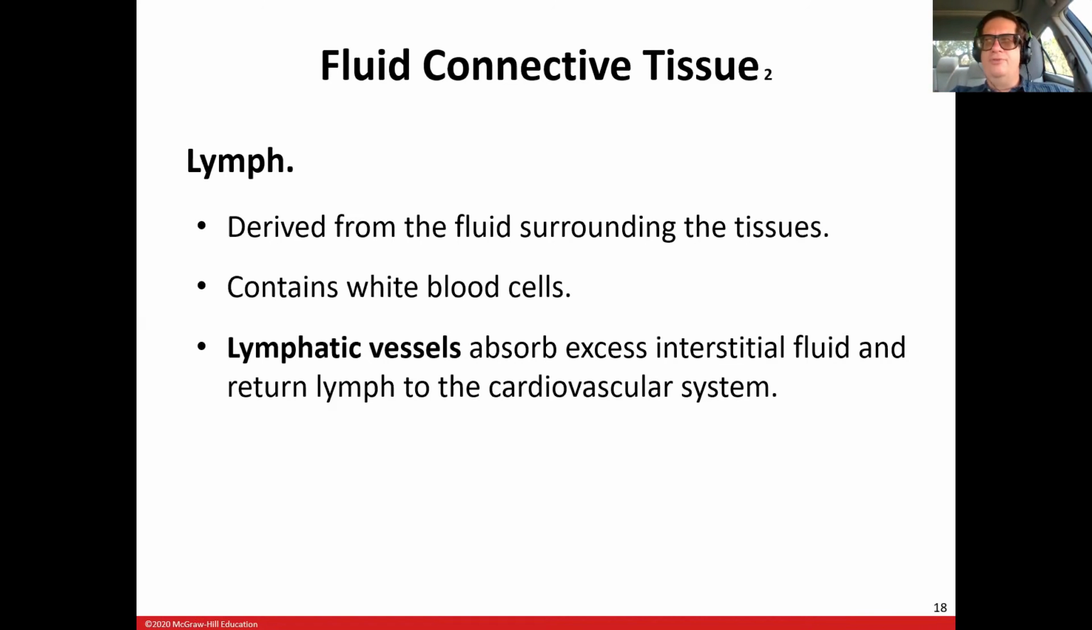But then you have to remove it. And the way you remove it, most of that goes back into the blood, but not all of it. Lymph helps drain that extra fluid that didn't go back in the blood, drain it into lymph vessels that will eventually return this fluid to the cardiovascular system. Eventually, it becomes part of the blood again. Anyway, as you already know, red blood cells stay in the blood. Some of the white blood cells leave and they go around in the lymphatic system.